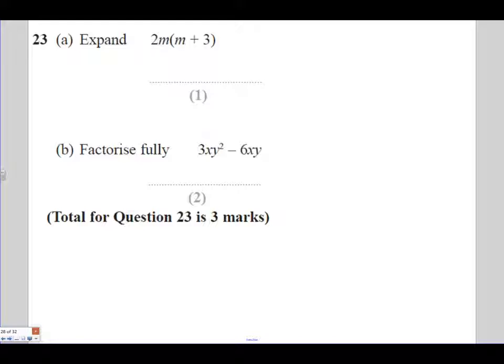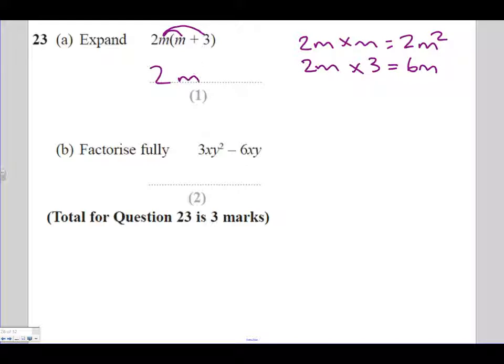Question 23, and a bit more algebra. Part A wants us to expand 2m brackets m plus 3. So when you expand brackets, whatever's on the outside multiplies each of the terms on the inside. So 2m times m is 2m squared. 2m times 3 is 6m. So when we put them back together, we have 2m squared plus 6m.